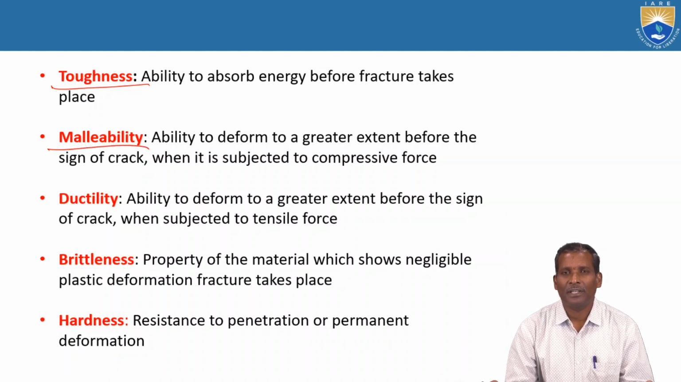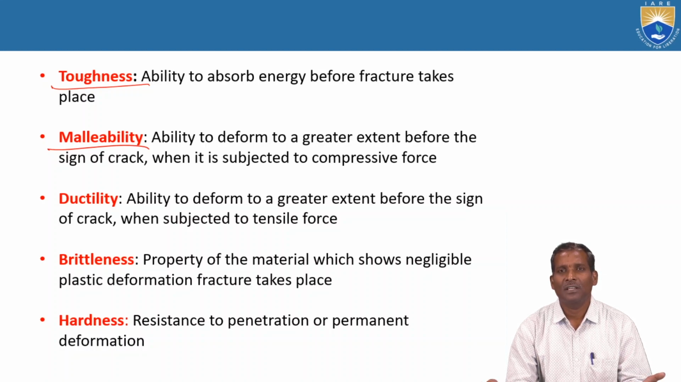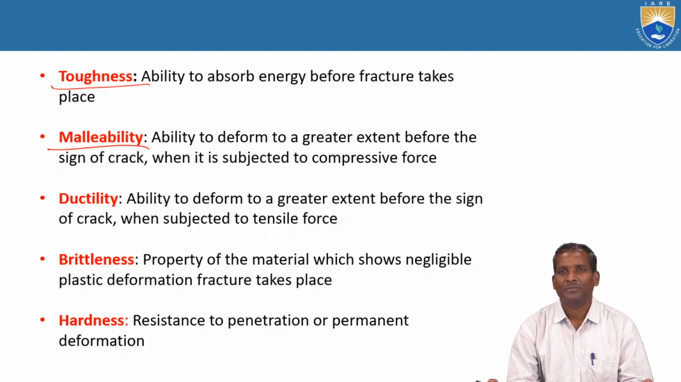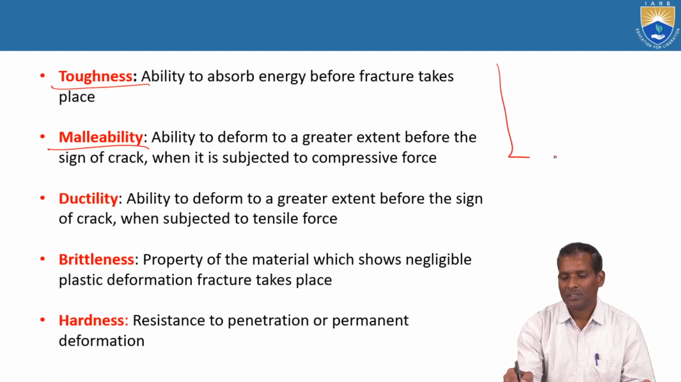Next property is malleability. It is the property of a material, the ability to deform to a greater extent before the sign of crack. It means, suppose we are using a ductile material, it gives some sign before cracking, before failing. So that is the yield stage. Whenever the material enters into the yield stage, it's a sign of crack after the yield point. In the stress strain curve diagram, upper yield and lower yield points are there. Already we have studied the stress strain curve diagram.